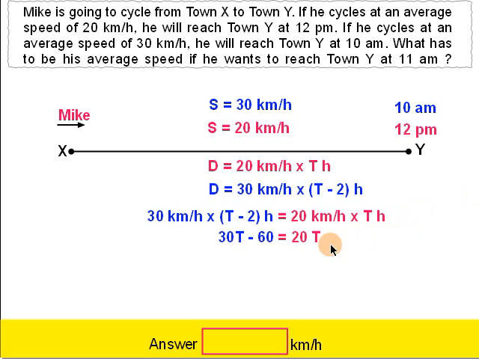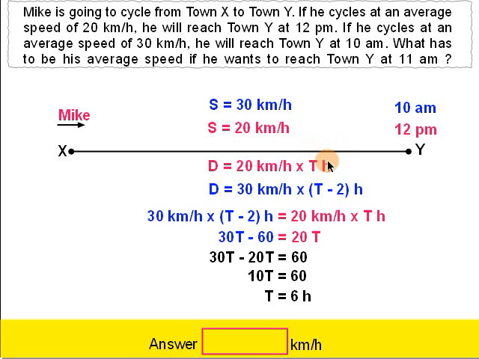And therefore, 30t minus 60 is equal to 20t. Therefore, 30t minus 20t is equal to 60, and 10t is equal to 60. Therefore, t is 60 divided by 10, which is 6 hours. T is 6 hours. What is t? T is the time taken.